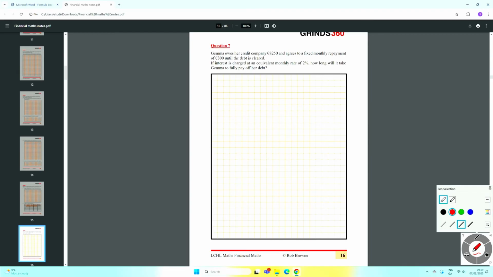So here it is, page 16. It says Gemma owes her credit card company, ooh, easy, Gemma, 8,250 euro. So obviously ASOS had a sale or something and Gemma lost the run of herself. She owes her credit card company 8,250 euro and agrees to a fixed monthly repayment of 300 euro until the debt is cleared. She's going to pay them 300 euro every month until she clears that debt. Interest is charged at an equivalent monthly rate of 2%, so it's 2% per month. How long will it take Gemma to fully pay off her debt?